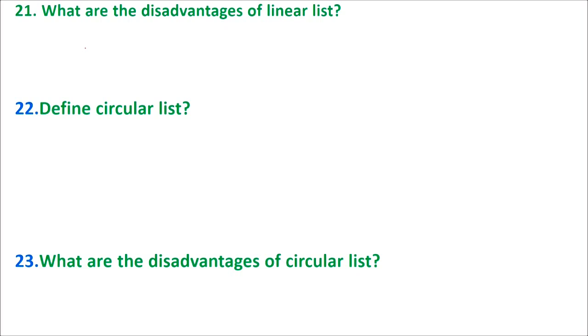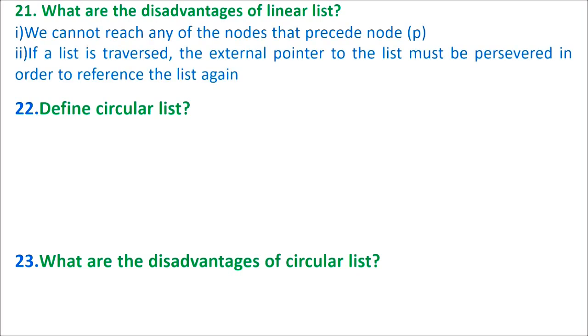21 is, what are the disadvantages of linear list? First is, we cannot reach any of the nodes that precede a node, how to go back. And if the list is traversed, the external pointer to the list must be preserved in order to reference the list again. So there will be an extra pointer.